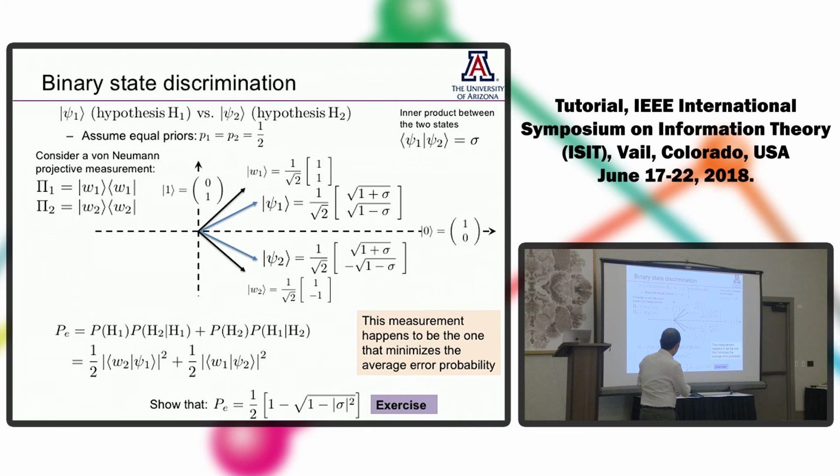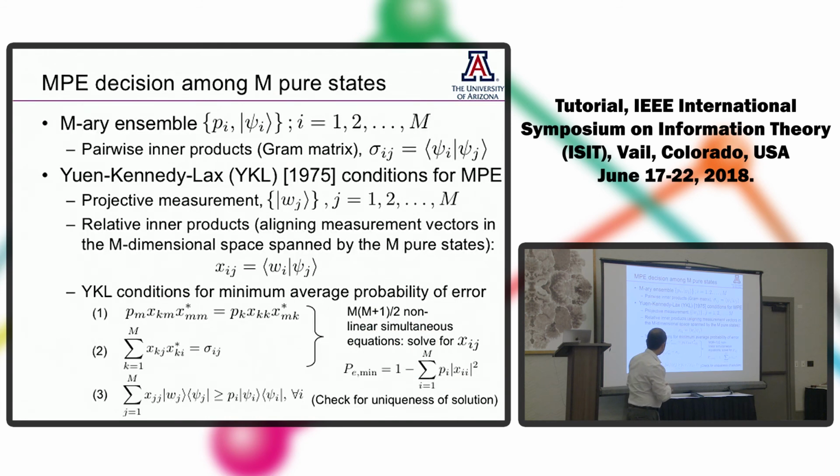Yuen, Kennedy, and Lax. Oh, by the way, this measurement is the one that happens to be the one that minimizes the error probability. I'm not proving it, but it's pretty easy to convince yourself that, first of all, you don't want your measurement vectors to be outside the plane, and that if you have 2 measurement outcomes that you are forced to make a decision between 1 or 2, that your measurement vector should equally straddle the states. Okay, but the proof is quite simple.